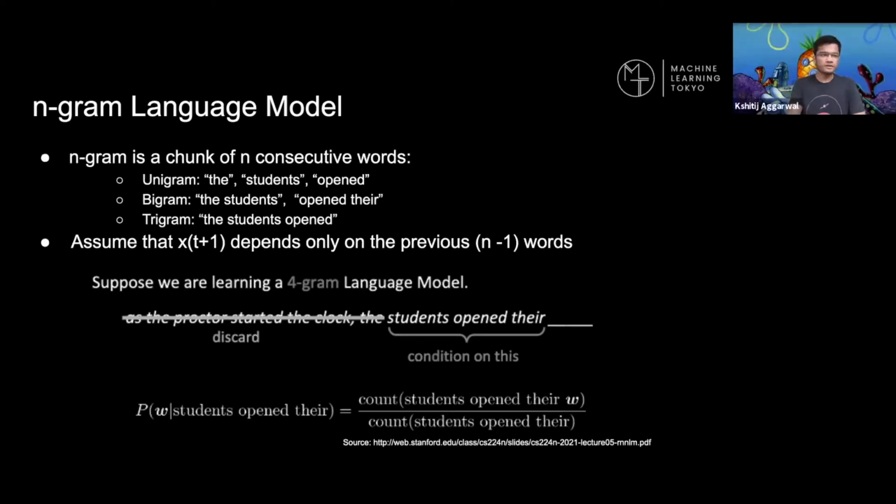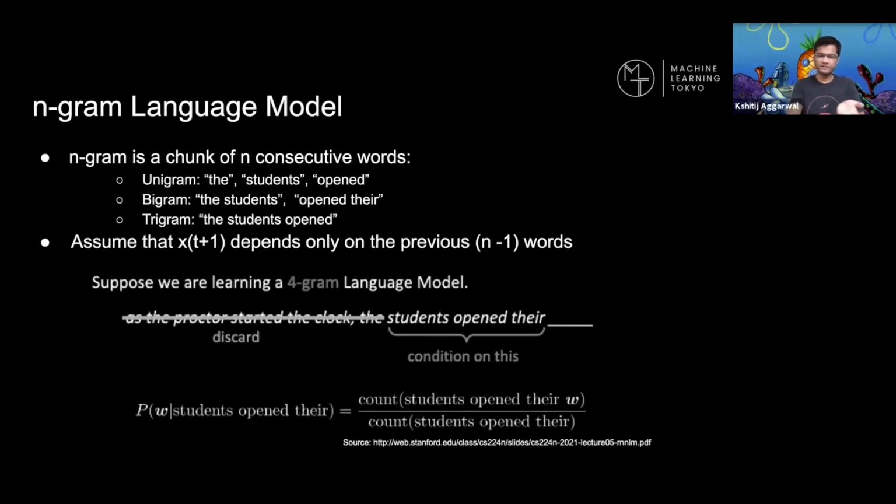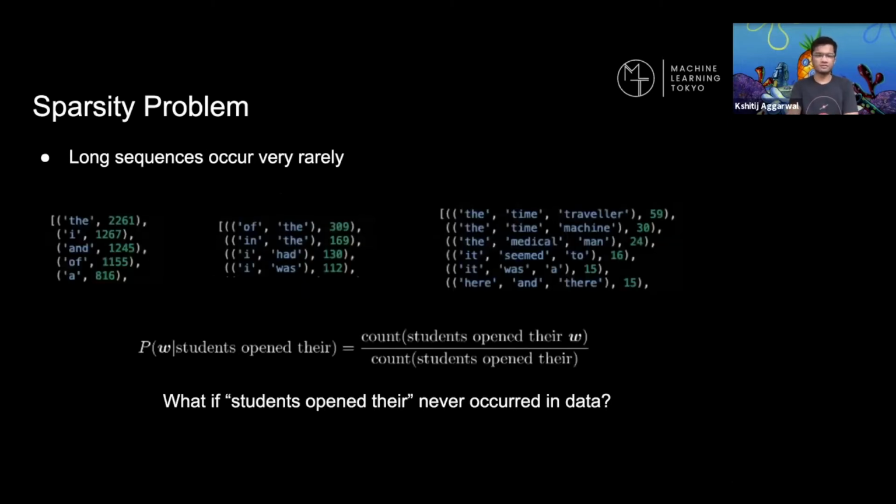That is a good segue to talk about the problem I was just about to discuss, which is the sparsity problem: long sequences occur very rarely in our data. Let's see what that means. If we are only talking about unigrams, for example, "the", "and", "of", these are the counts in that book we were talking about, The Time Machine by H. G. Wells. So these are the number of occurrences of these unigrams.